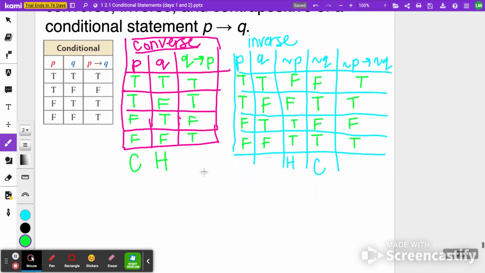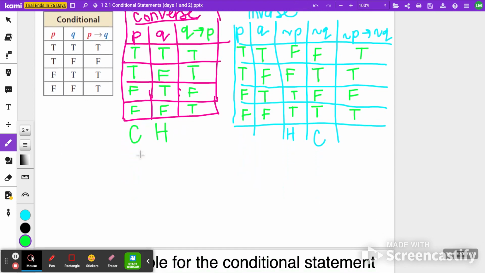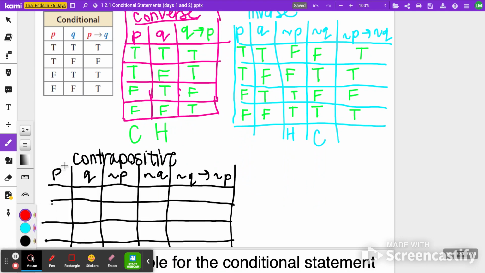Okay, we do have one more table we're going to draw down here, and that one is going to be the contrapositive. So here's our contrapositive table. Again, we have P, Q, not Q, but remember contrapositive is the opposite of the inverse, so that final column is what's changed. Not Q is leading to not P.